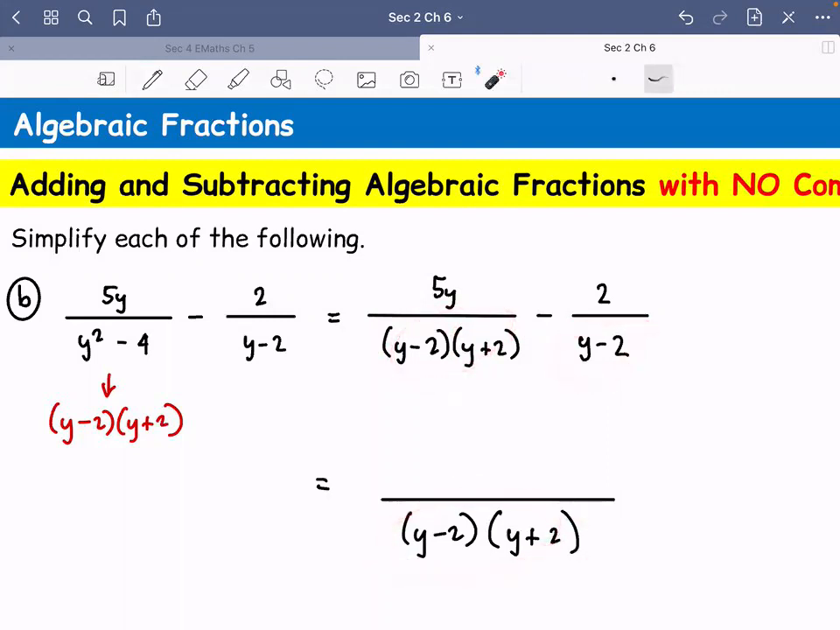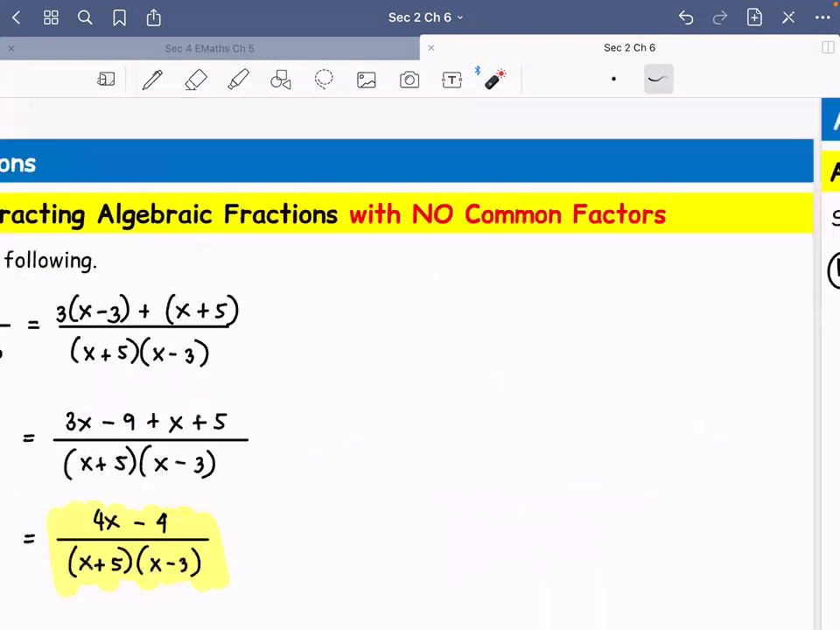Sir, I have a question. Which part? For the denominator, the answer says y minus 2 and y plus 2, right? But the other y minus 2, did you just cross it out because it's common? This one? Yeah. Okay. Because here we are looking for the common denominator, since y minus 2 is common, we should include that in our common denominator.